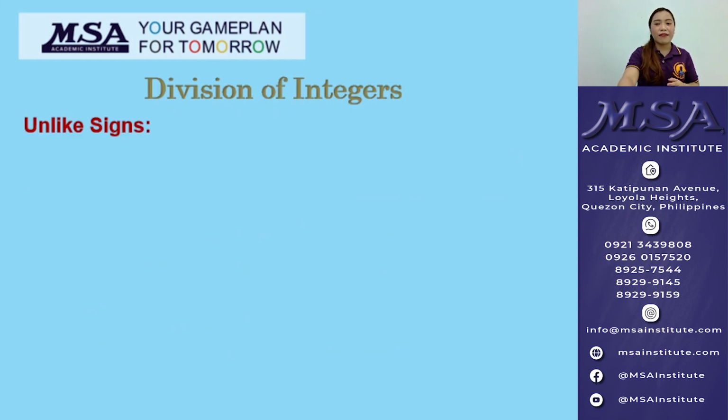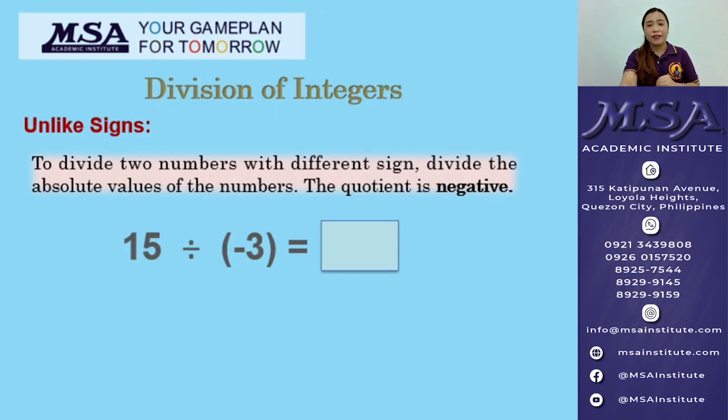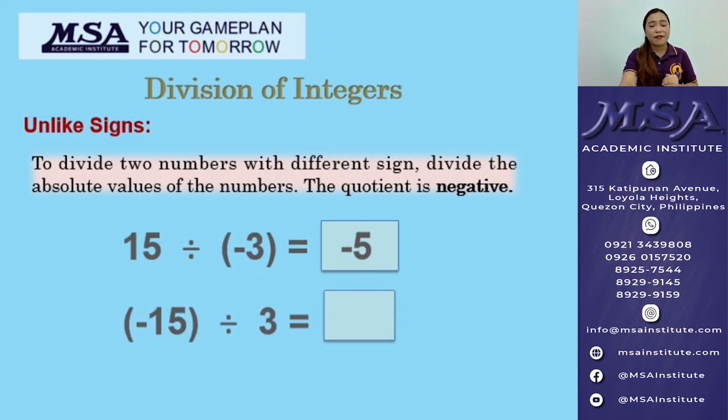What about if we have unlike sign? So like multiplication, to divide two numbers with different sign, divide the absolute values of the numbers and then the quotient is negative. So that means when we divide two numbers having different signs, the quotient is always negative. Example, 15 divided by negative 3, the result is negative 5. And negative 15 divided by 3, the result is still negative 5. Alright? Because the two integers have different signs.